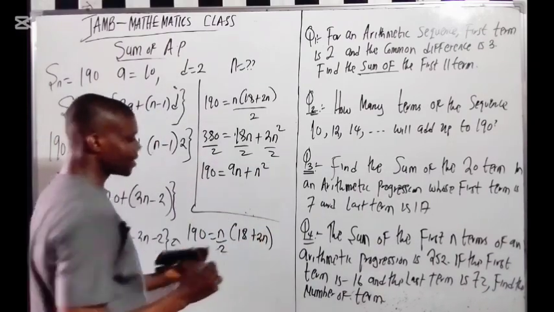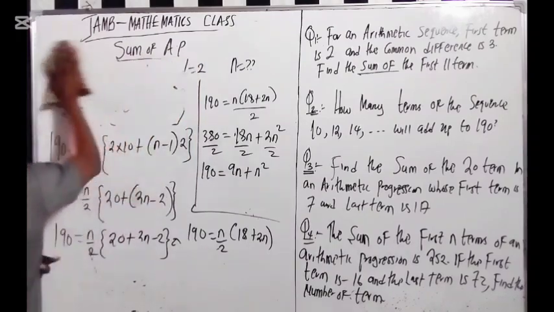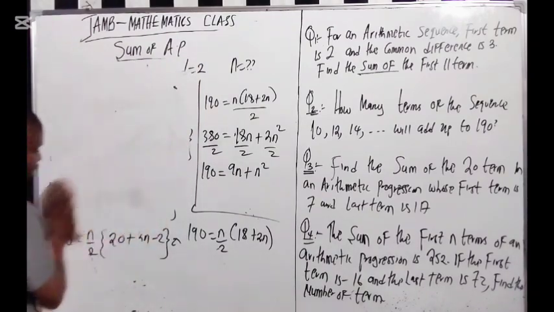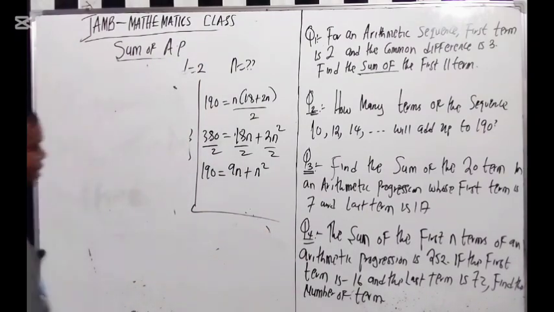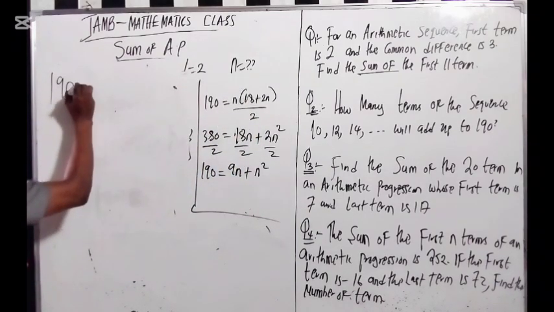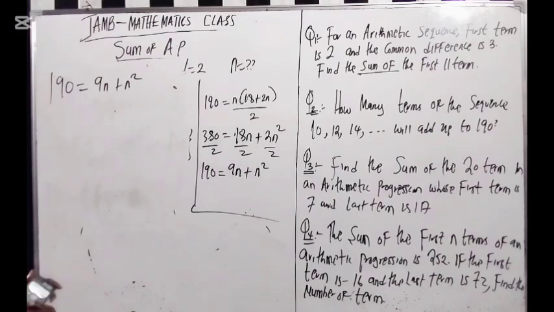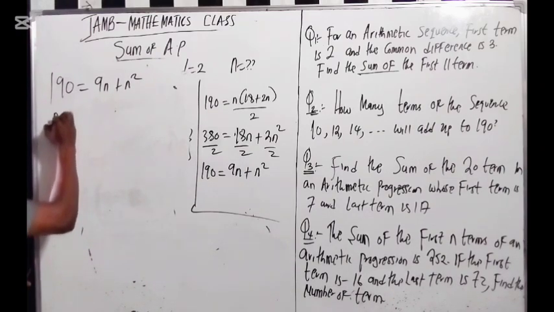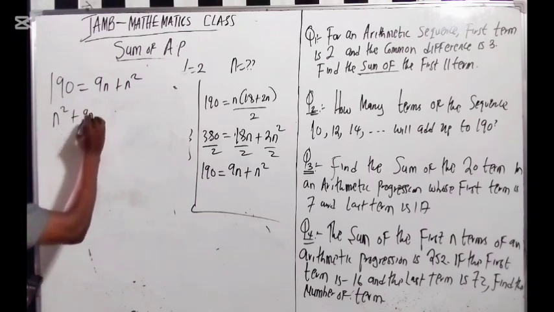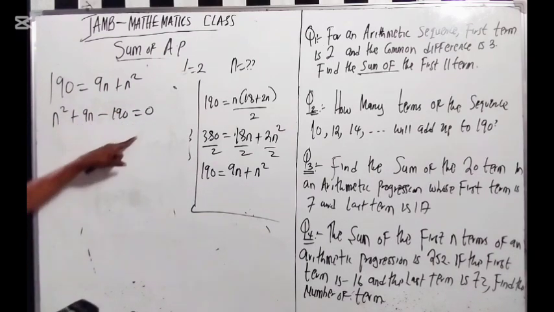So here, how to factorize? You have to use what factorization method now? 190 equals 9n plus n squared. So how do we use the factorization method? Let's arrange it very well. If you arrange it properly, you have n squared plus 9n minus 190 equals 0.